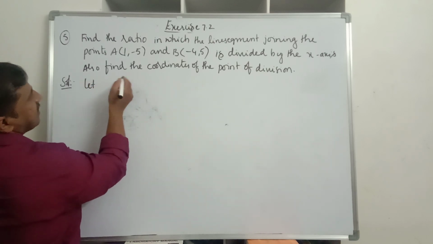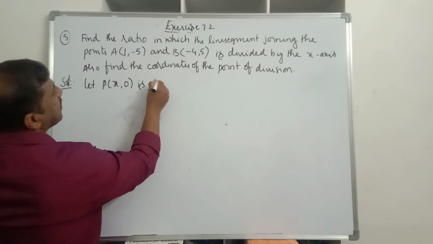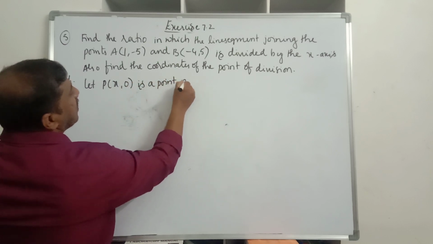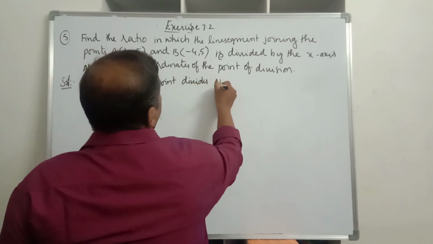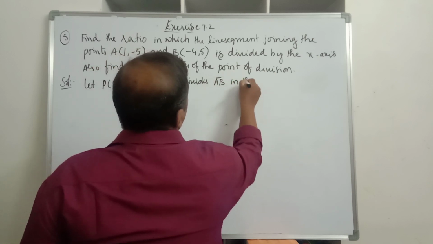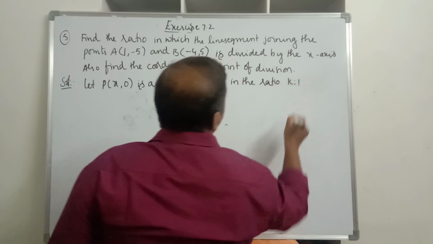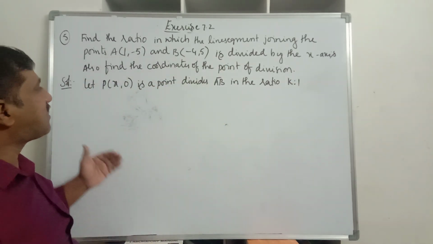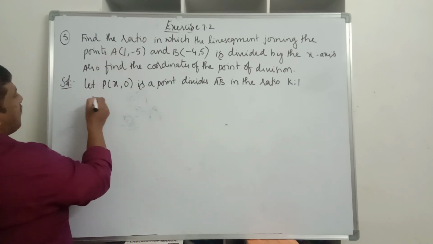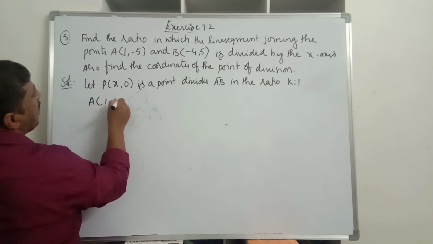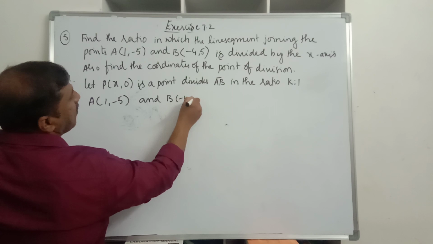Let P(x, 0) be a point that divides AB in the ratio. We don't know the ratio, we have to find the ratio. Let the ratio be k is to 1. It divides the line segment AB. So now what are the points? Points are A, it is 1 comma minus 5, and B it is minus 4 comma 5.